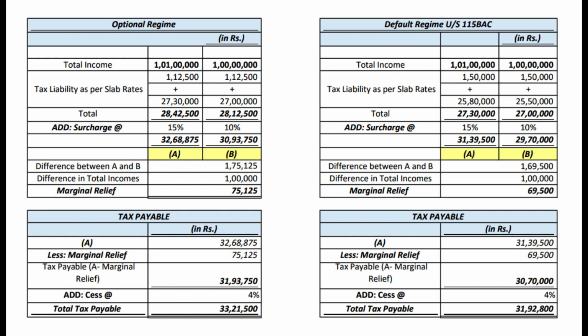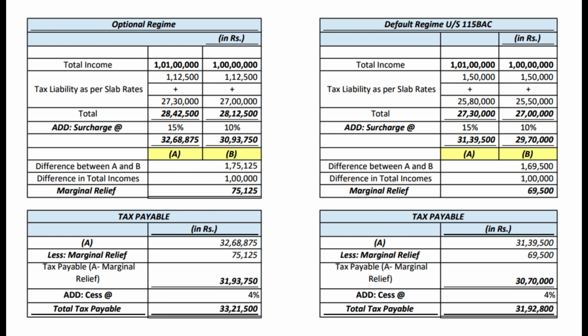So, the final tax payable will be settled at the amount of rupees 31,93,750. Now we are going to add cess at the rate of 4%. The total tax payable by the assessee after giving effect to the surcharge and after claiming the marginal relief will be rupees 33,21,500.